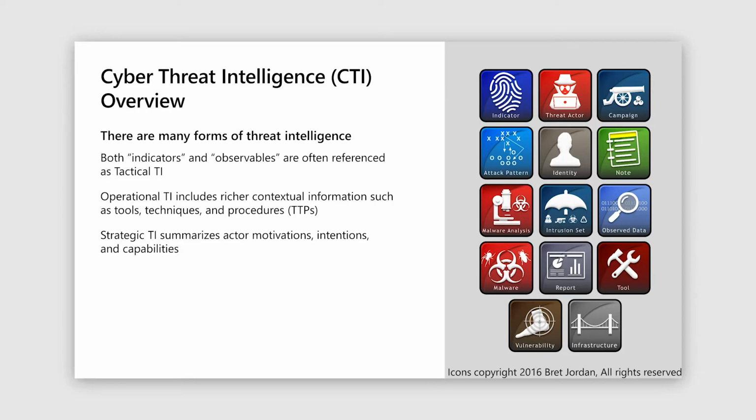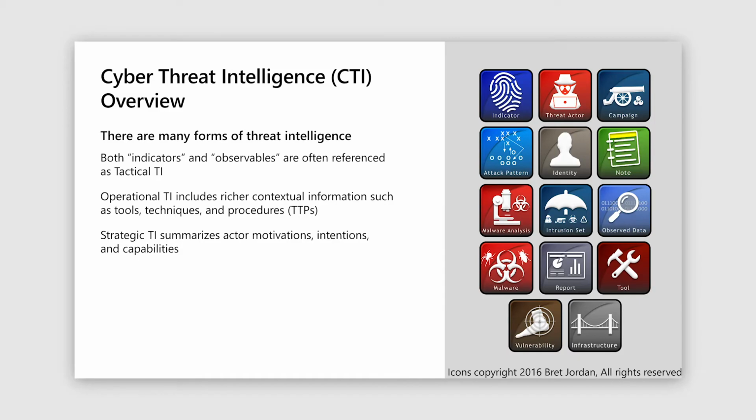Also usually comes with, included in the report, a list of indicators. For example, if their infrastructure is using, they registered a certain number of domains, or they're using certain phishing URLs, these will all be detailed in those reports. This kind of rich contextual threat intelligence is known as operational TI.